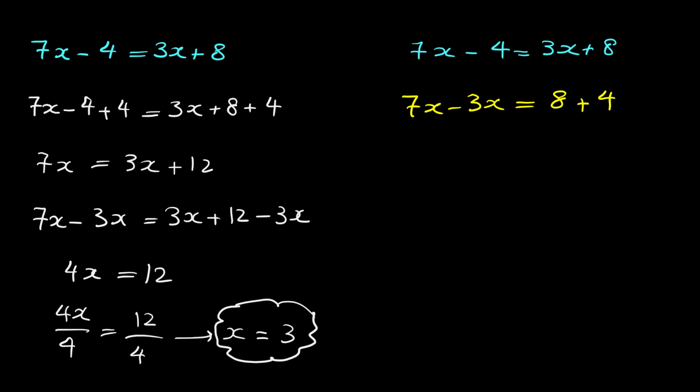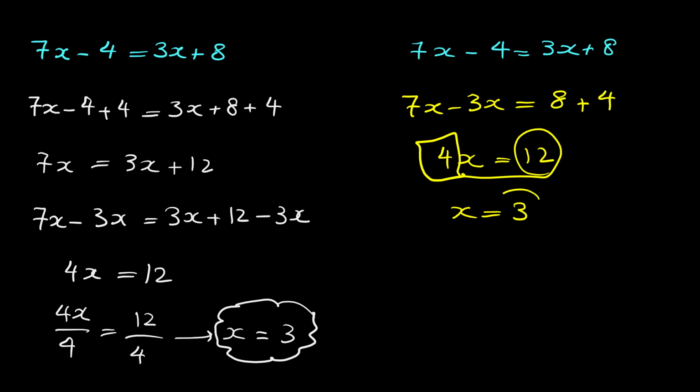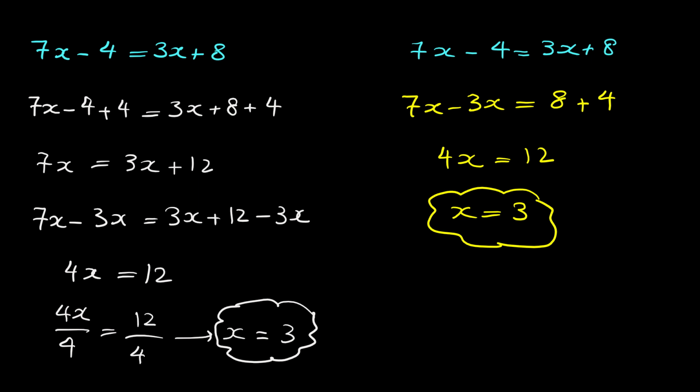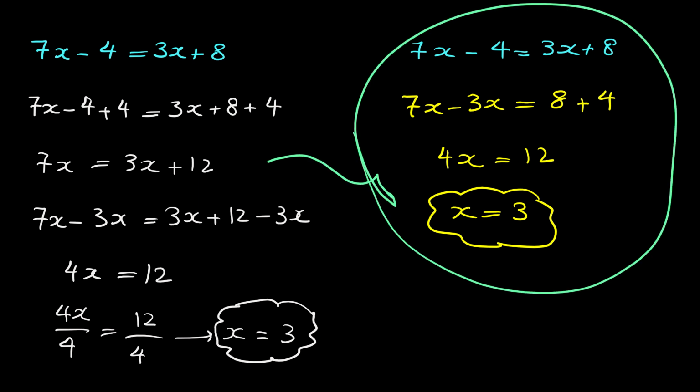Now, what is 7x minus 3x? Yes, it is 4x equals 12. 8 plus 4. And from here, x is, remember in the second method, we are not going to say 4x divided by 4 equals 12 over 4. No. The faster way. What was the faster way? X is this divided by that. 12 divided by 4. 12 over 4 is 3. So x is 3. Compare the two methods. Which method seems easier to you? The first method or the second method? Definitely this method is faster than that method.